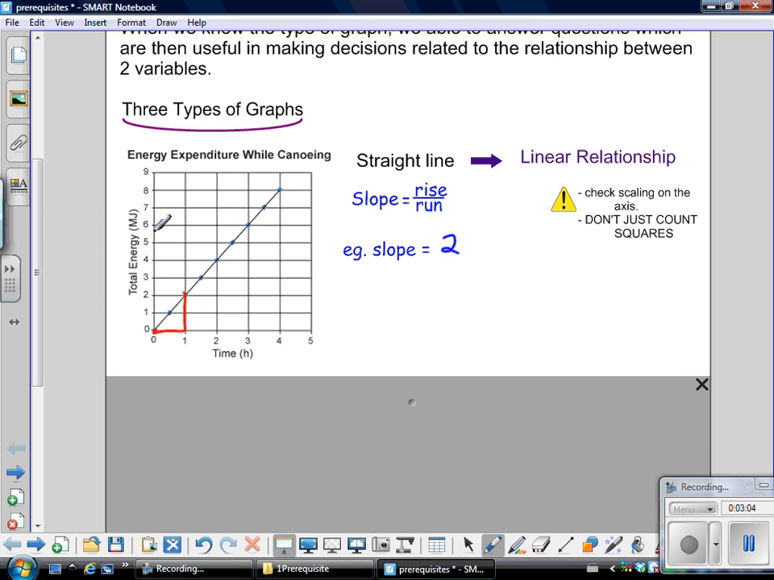And the 2 that I'm going up is in megajoules. So that sounds like a scientific name to me. And that megajoules, if I look at its run now, the run here is 1, and it's 1 hour. And when I do that, I'm not going to leave something as 2 over 1. It's just going to be 2. So my slope is 2.